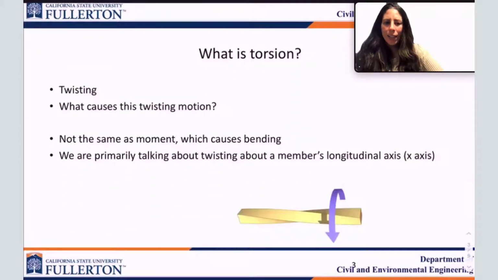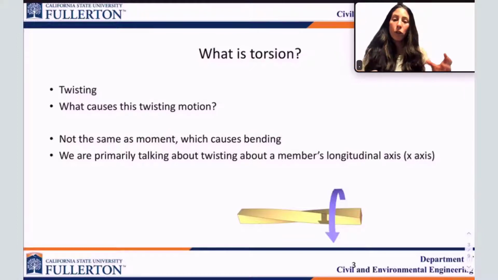So what exactly is torsion, right? Torsion, best way to define it, is this twisting motion. And what causes this twisting motion? Something called a torque, okay? This is similar to a moment, but it's not exactly the same. A moment causes bending around the z-axis of our member, okay? But now we're talking about some type of twisting or turning around the longitudinal axis of the member, or the x-axis of the member, right? So moment is rotation about the z-axis. When we're talking about torsion, we're talking about this twisting or rotation about the x-axis, okay?